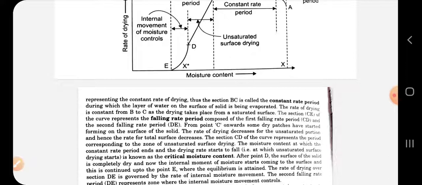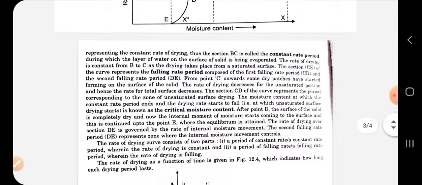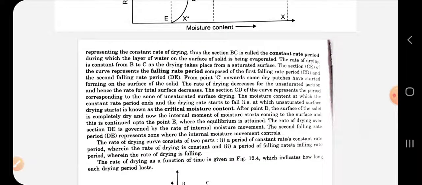After point D, the surface of the solid is completely dry and now the internal moisture comes into the picture and starts coming to the surface and is continued up to point E, where equilibrium is attained. The rate of drying over section DE is governed by the rate of internal moisture content. And as we discussed, the curve can be divided into two parts: constant rate part and falling rate part.